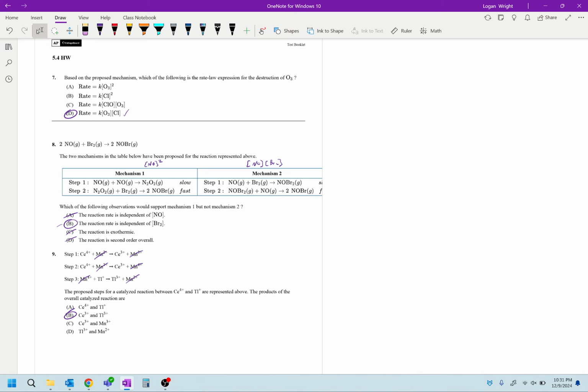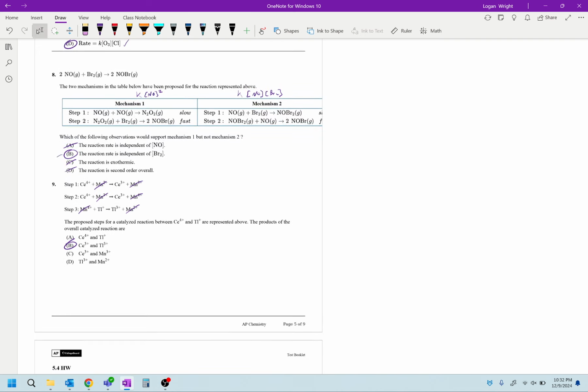Number 8, which of the following observations would support mechanism 1 but not mechanism 2? So it's all about the reaction rates. So when you look at mechanism 1, the slow step, I have 2 nitrogen monoxides, so the rate would be k[NO]^2. Over here, it's nitrogen monoxide times bromine, so k[NO][Br2]. So what is true of 1 but not true of 2 is that the bromine does not affect the rate of 1, but it does affect the rate of mechanism 2.